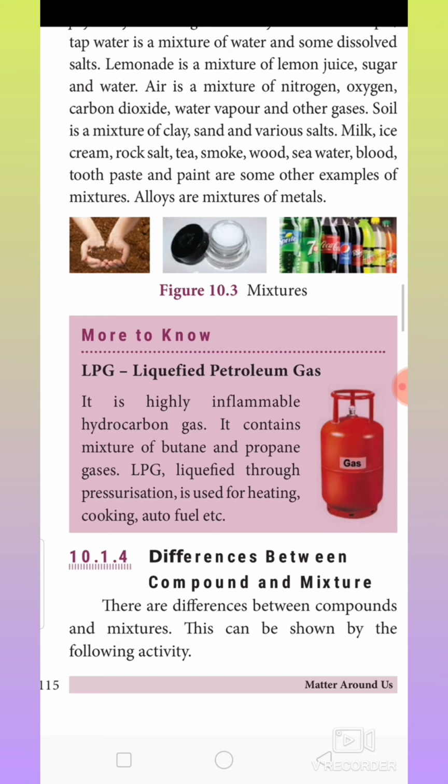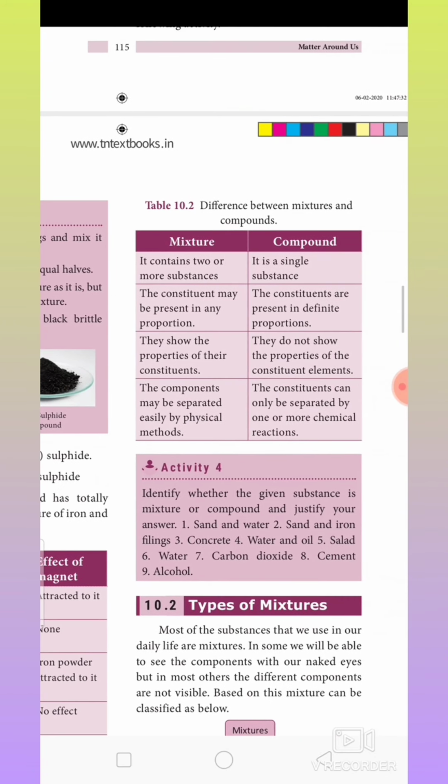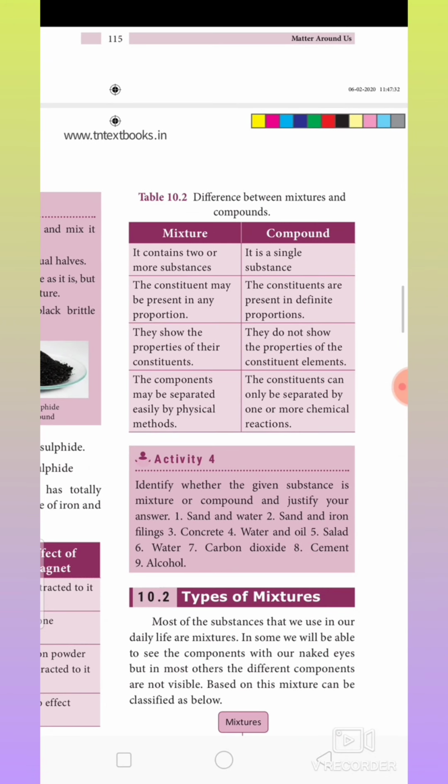So I have already told you the definitions of compound and mixture. They sound similar, but they are not actually the same. So let's see the difference between mixture and compound. A mixture contains two or more substances. A compound is a single substance. The constituents may be present in any proportion in a mixture, but the constituents are present in a definite proportion in a compound.